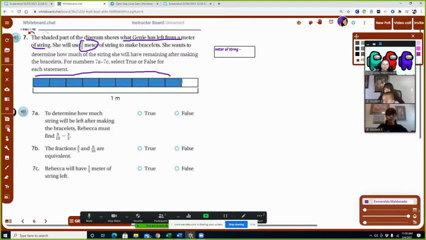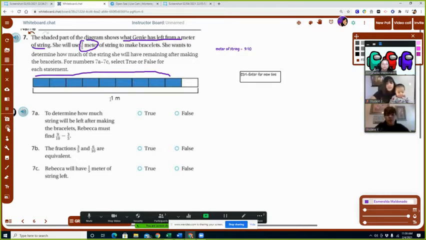So the meter of string is equal to, what does this diagram represent? What fraction does it represent? 9/10. 9/10. And how do you know that? It's shaded 9 blues, and then 1 is not shaded, so it's 9/10. Yeah, so it's 9 out of 10, right? 9 out of 10 are shaded. So you would count the squares: 1, 2, 3, 4, 5, 6, 7, 8, 9, 10.